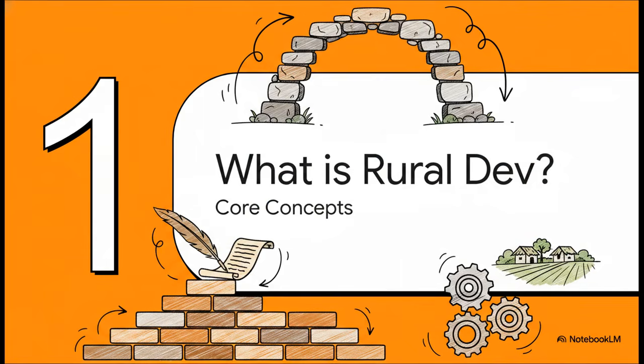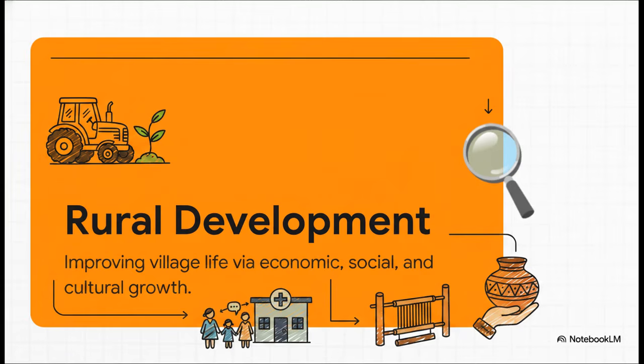All right, part 1. What is rural development? Let's build that solid foundation. When you get asked to define this on a test, please do not make the classic mistake of just talking about money or farming. It is way bigger than that. Rural development means improving the overall day-to-day life of people living in villages through 3 distinct pillars: economic, social, and cultural growth. It's not just handing a farmer a shiny new high-tech tractor for economic growth, right?